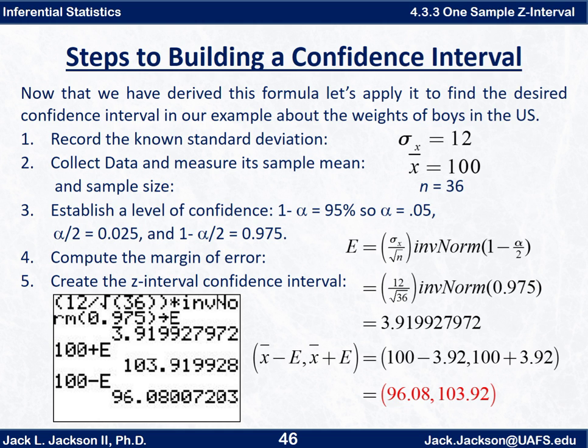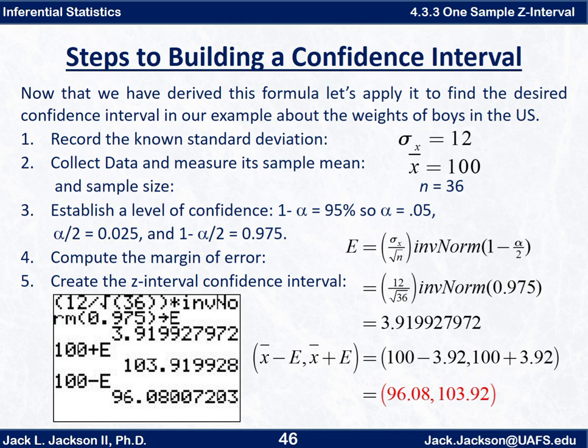Now we need to establish a level of confidence, and earlier in our last video we decided we're going to use 95%. So 1 minus alpha is 95%, or 0.95, and so alpha then is 1 minus that, which is 0.05. That makes alpha over 2 0.025, and then 1 minus alpha over 2 0.975. So notice that little sequence of events where we go from 1 minus alpha to alpha over 2 to 1 minus alpha over 2. We're going to need to do that a lot.